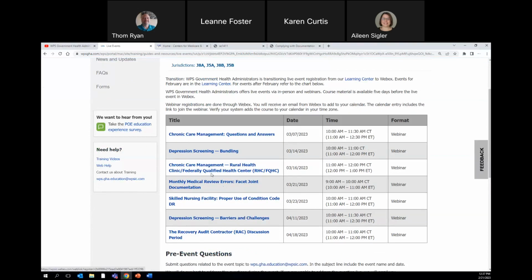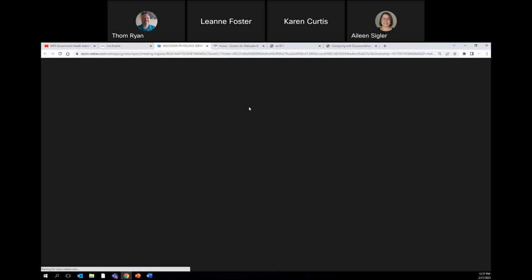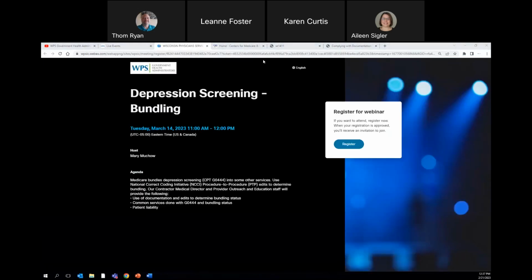So I will just open depression screening bundling. You're going to see a little message saying you're leaving the website, and this is what that process will actually look like for you. So you can see it's going to have a registration process directly on WebEx. We're going to gather a few fields, and you can complete those.